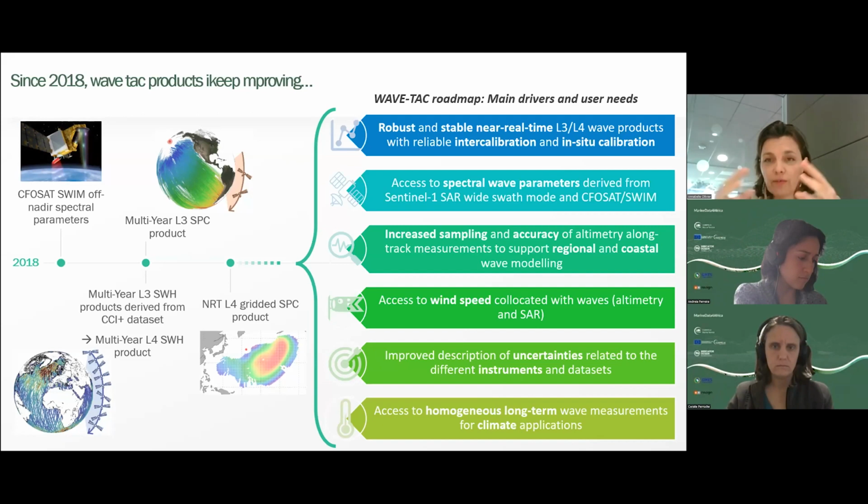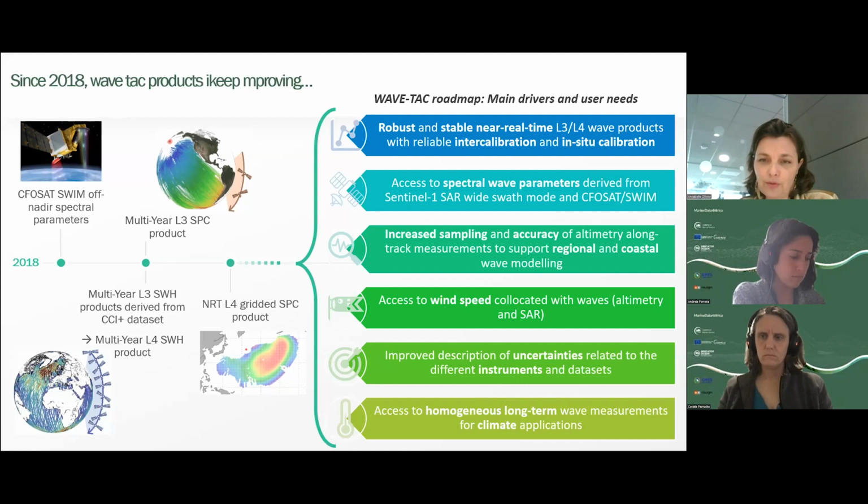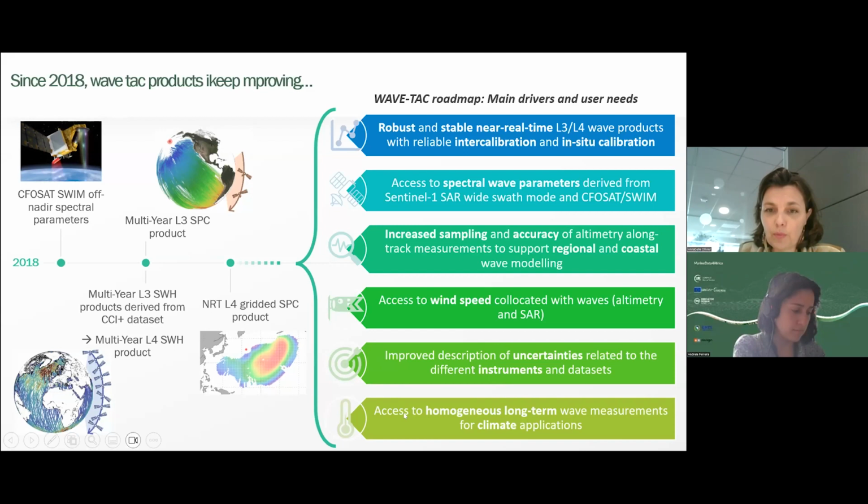We also try to increase the sampling. We associate our wave information with wind speed information because it really works together and this can be useful for some studies. And we are also working on the description of an uncertainty because, like all types of measurements, satellites have some uncertainties. So we associate an uncertainty to the data for end users. And we also work on homogeneous long term wave measurements for climate applications.